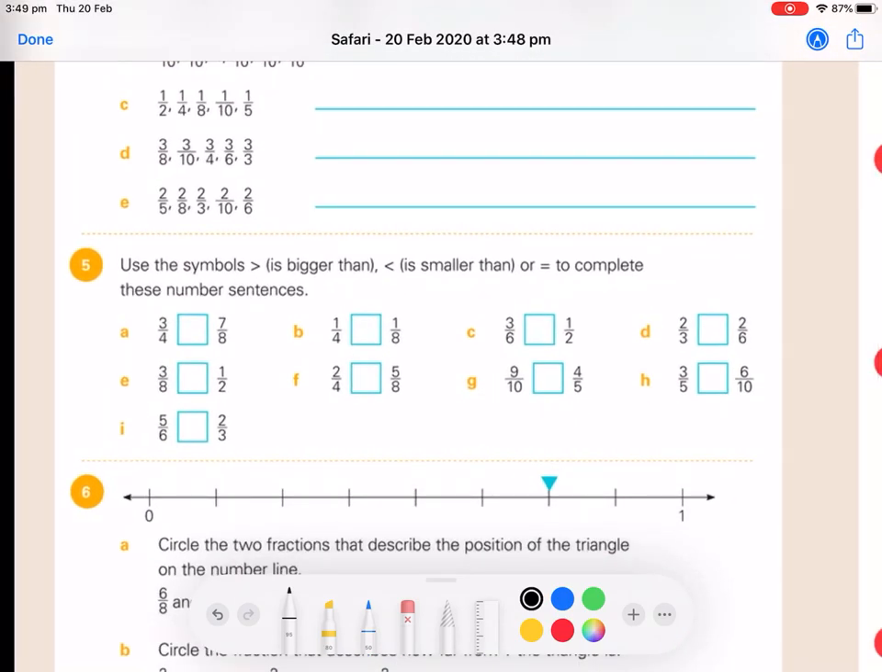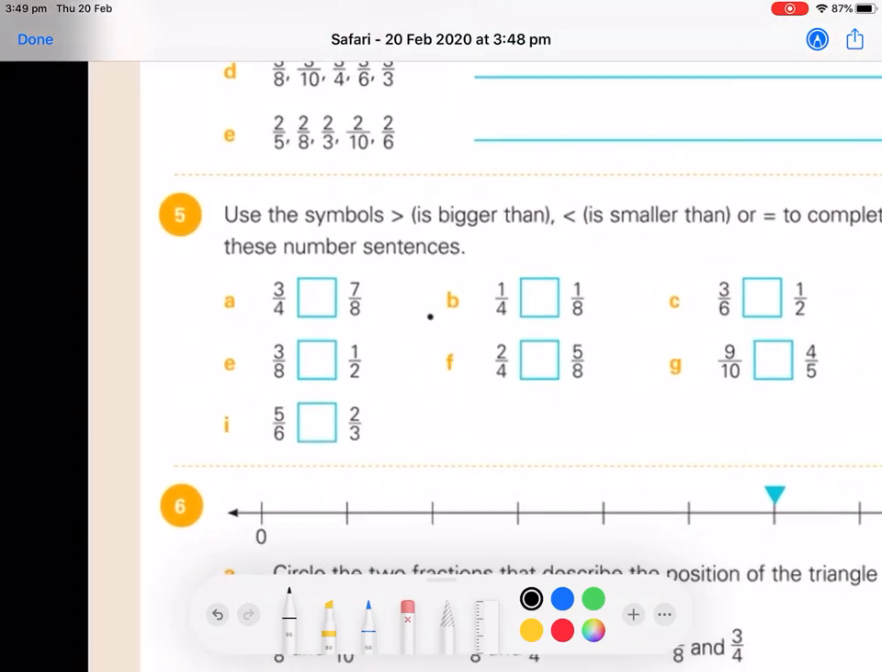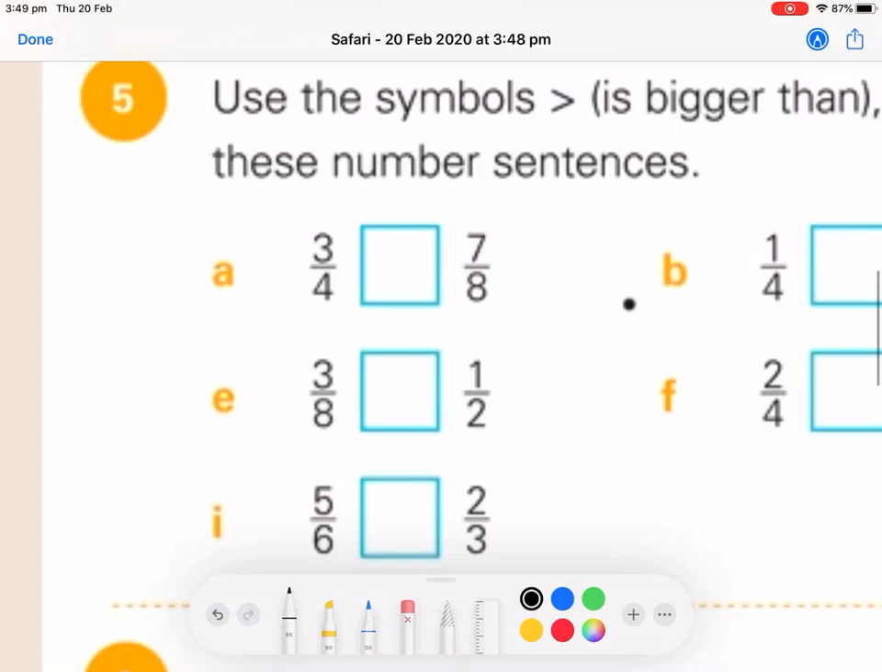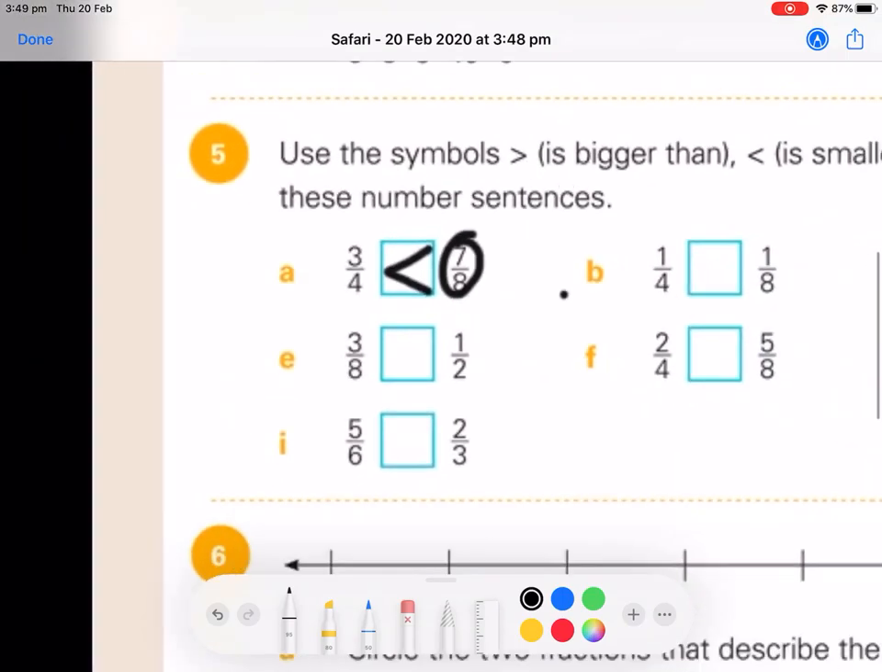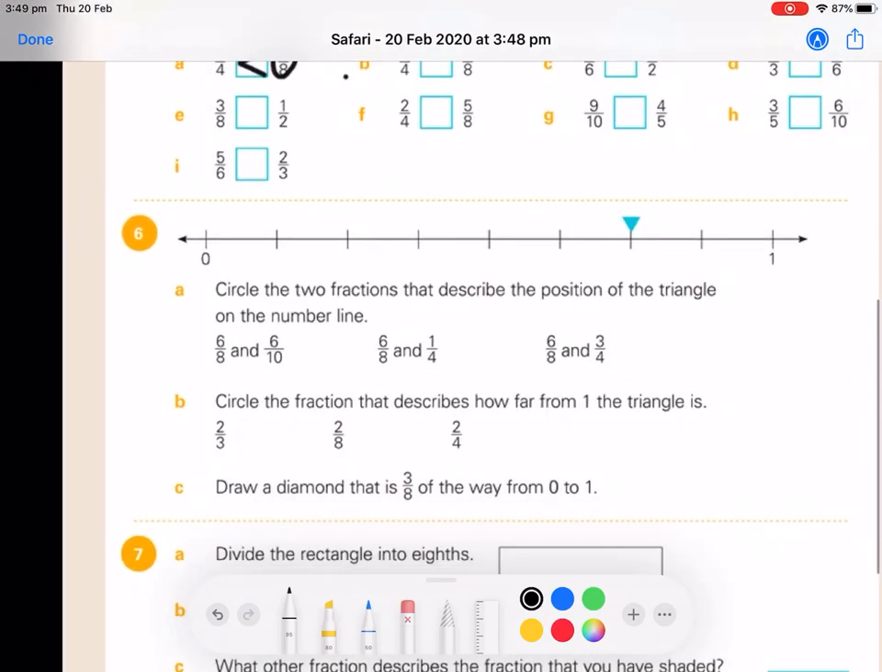Use a symbol, bigger than, smaller than, or equals to, to complete these number sentences. Now my little trick here is the crocodile mouth eats the biggest piece. So we've got 3/4 or 7/8. Now 7/8 is bigger, so I'm going to make the crocodile mouth open towards the biggest one. Okay, finish off the rest of those.